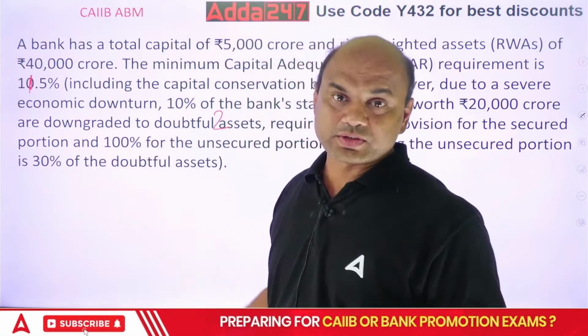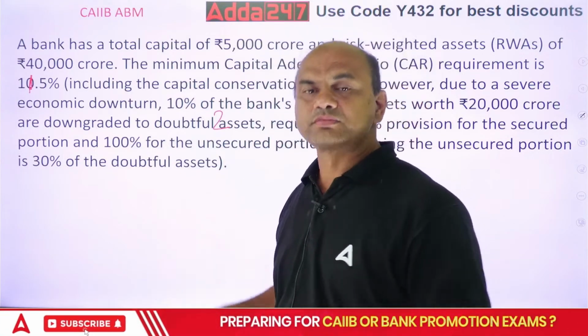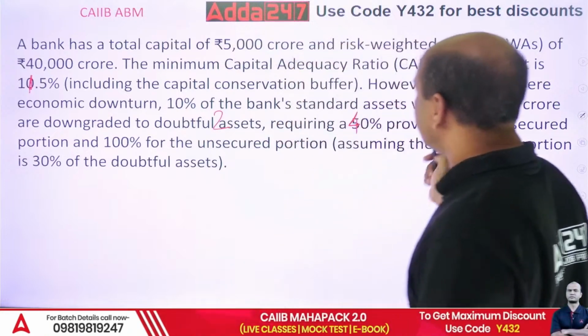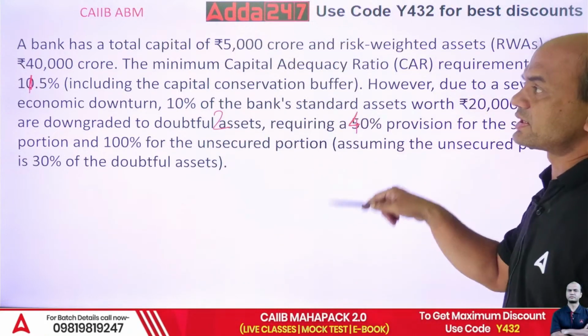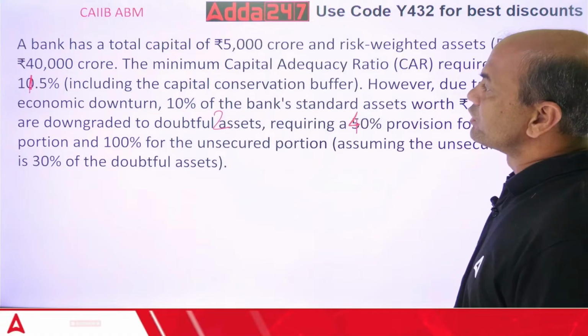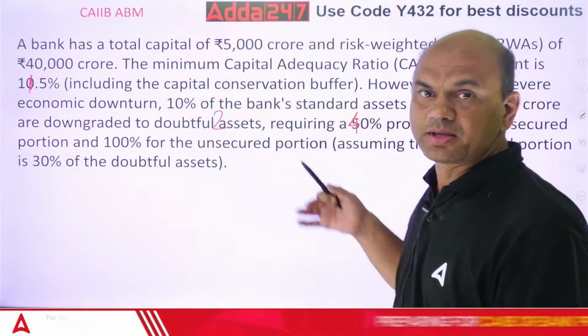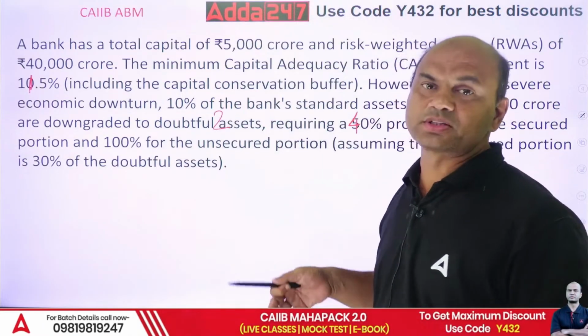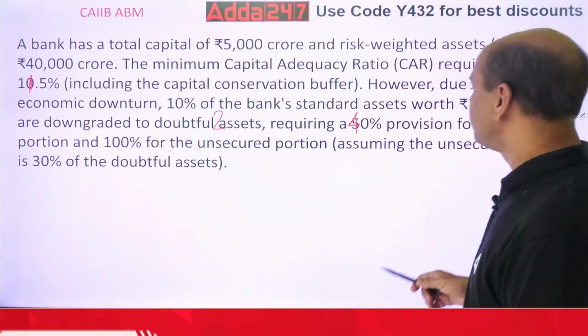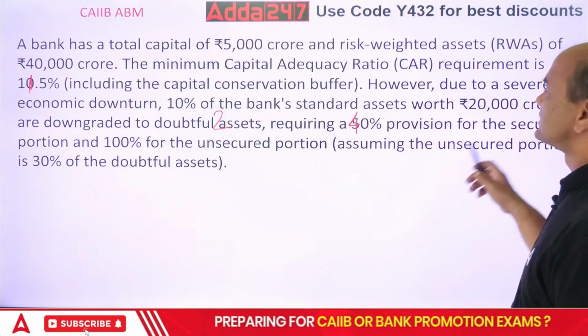Now where are the questions? The questions are huge. Let me show you. Total capital is given, RW. This is a sort of BFM problem also. In BFM this is asked, and in ABM also this can be asked, because this is a part of your stressed assets.